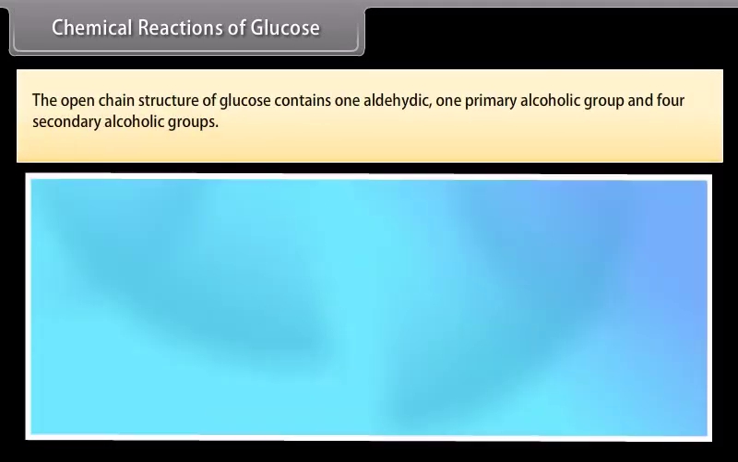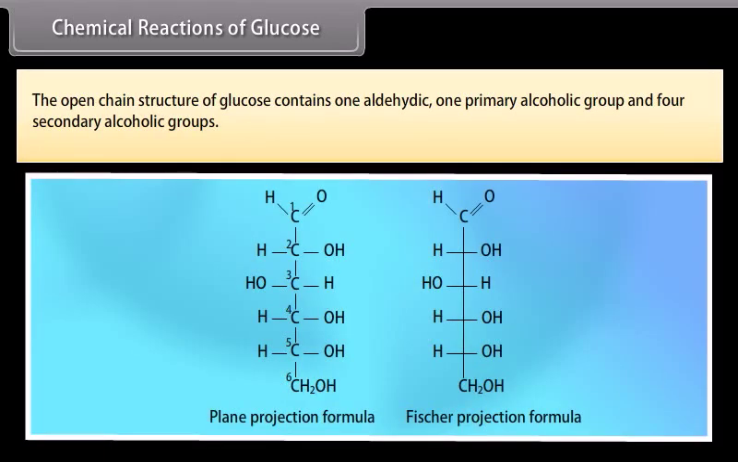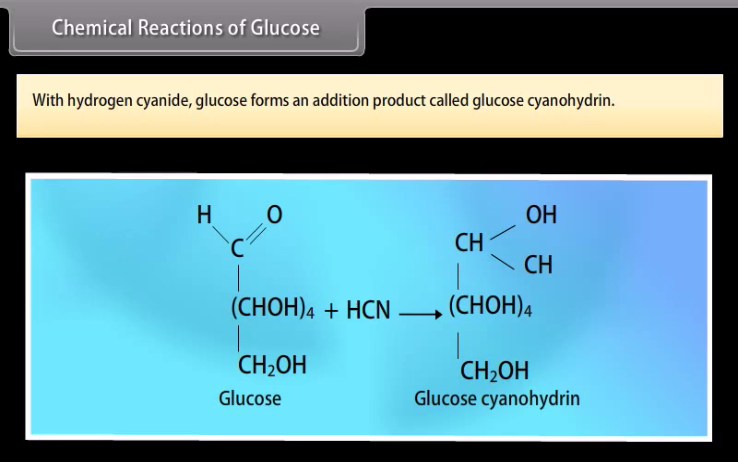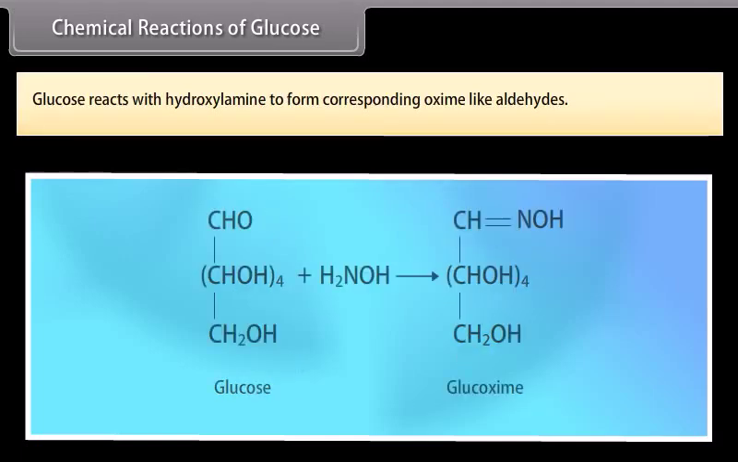Chemical reactions of glucose. The open chain structure of glucose contains one aldehydic group, one primary alcoholic group, and four secondary alcoholic groups. In Fischer projection, carbon atoms, which are at the intersection of the lines, are not shown. With hydrogen cyanide, glucose forms an addition product called glucose cyanohydrin. Glucose reacts with hydroxylamine to form the corresponding oxime, like aldehydes.